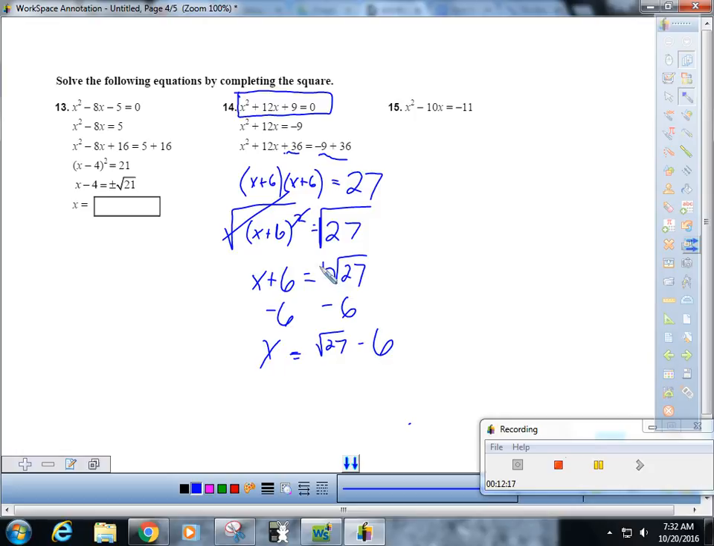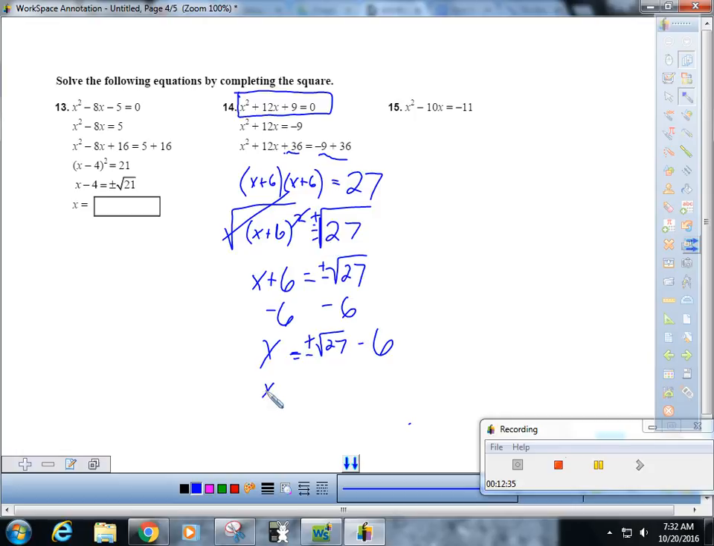Excuse me, no it's not. This should be a plus or minus, this should be a plus or minus, and this should be a plus or minus. I just made the critical mistake, because when you take the square root of something, it could be positive or negative. Remember that from 2 slides ago?